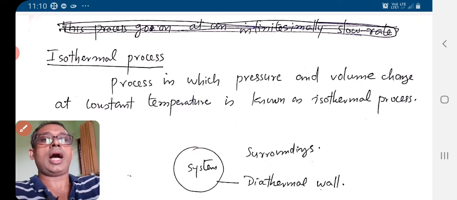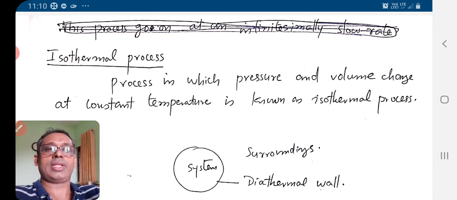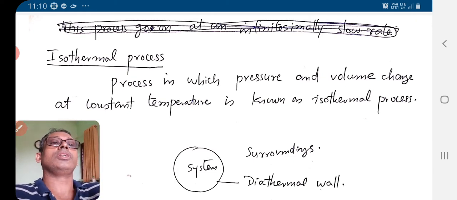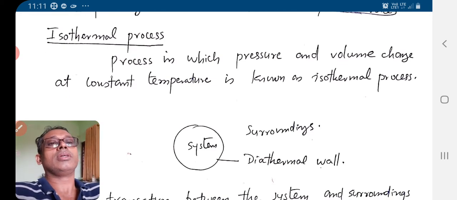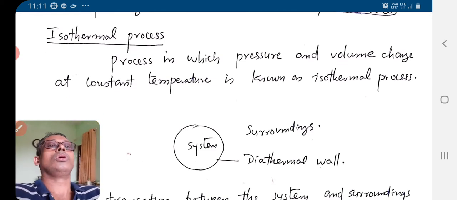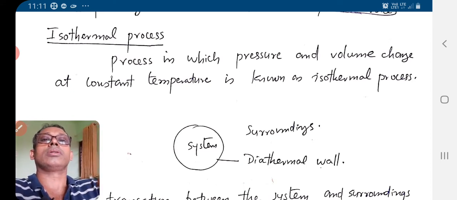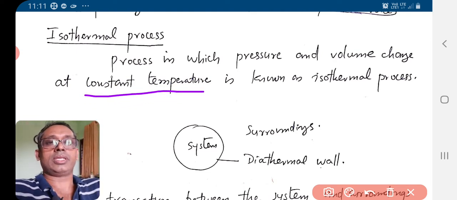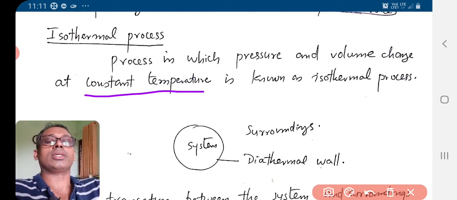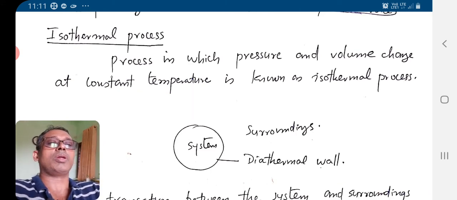Then comes the isothermal process. What is an isothermal process? You all know that. A process in which pressure and volume change at constant temperature is known as an isothermal process. So, constant temperature. A process in which other variables change except the temperature. The temperature is constant. That is known as an isothermal process.